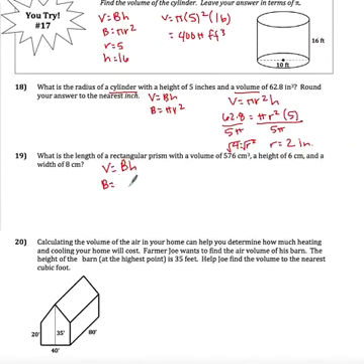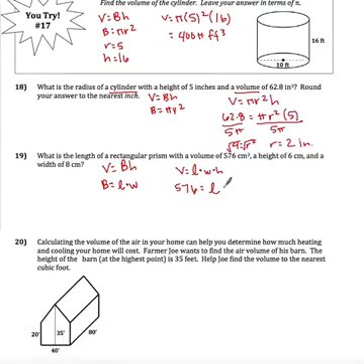But because our prism is a rectangular prism, that means that our big B would be equal to length times width. So when we plug into our formula, that would be volume equals length times width times height. So it tells us that our volume is 576.